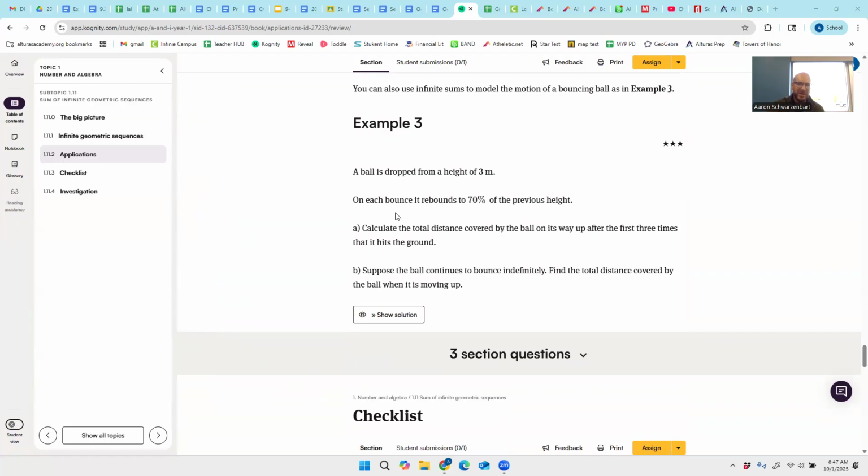A ball is dropped from a height of 3 meters. On each bounce, it rebounds 70% of the previous height. Calculate the total distance covered by the ball on its way up after the first 3 times it hits the ground. So the trick to this is that 3 meters isn't the first bounce.